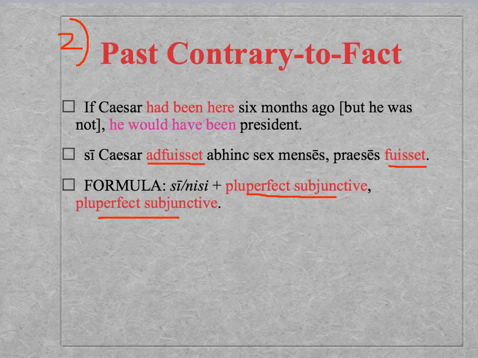praeses fuisset. So in the first clause, in the protasis clause, the see clause, when you see a pluperfect subjunctive, you're still translating it as if it were a pluperfect indicative. The change you'll see is in the apodosis. If Caesar had been here 6 months ago, he would have been president.